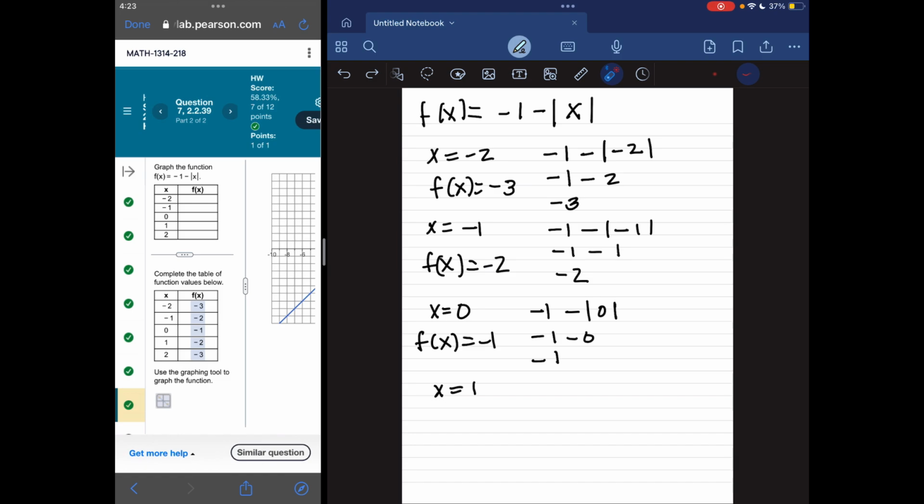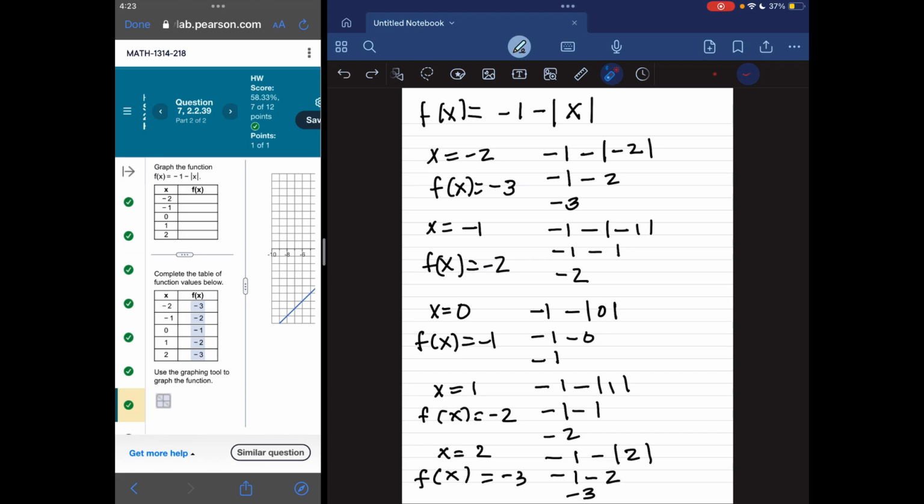And then x equals 1. Substitute it. Negative 1 minus absolute value of 1. The 1 just stays 1. Again, those operations are negative. That's why we keep on bringing them down to the next line. So then negative 1 minus 1 is negative 2. F of x equals negative 2. And then x equals 2. Negative 1 minus absolute value of 2. Negative 1 minus 2 is negative 3.